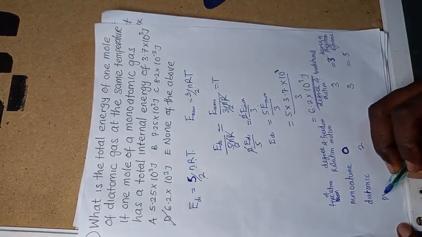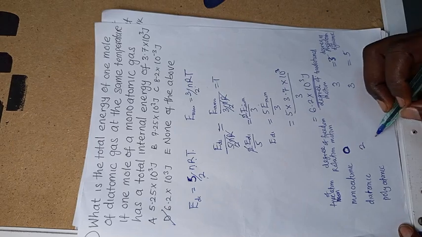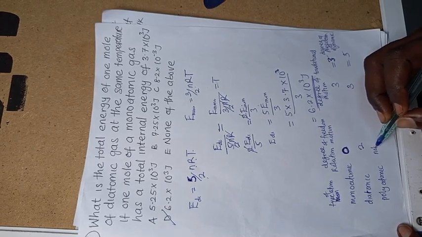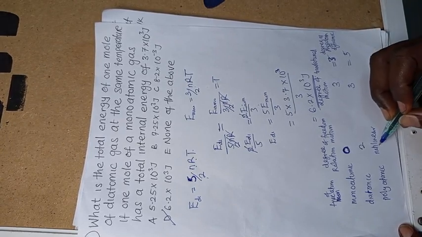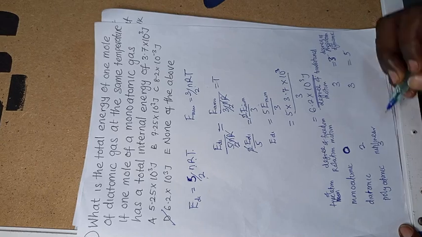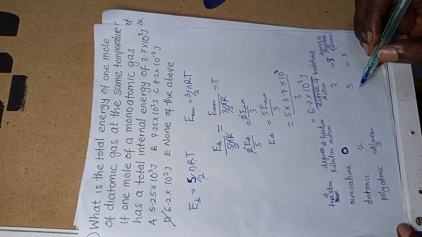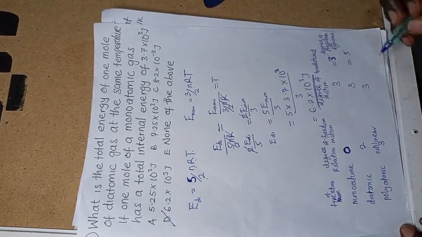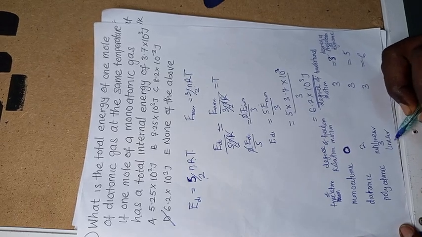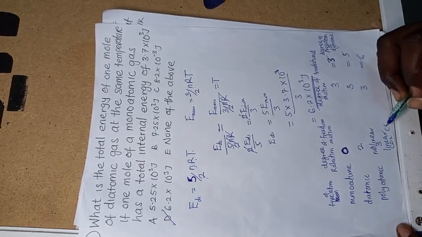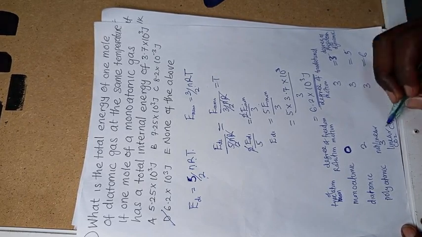Then we have that of polyatomic. Polyatomic gas, we have the non-linear. For non-linear, the degree of rotation is 3. The degree of translational motion is 3. Altogether is 6.